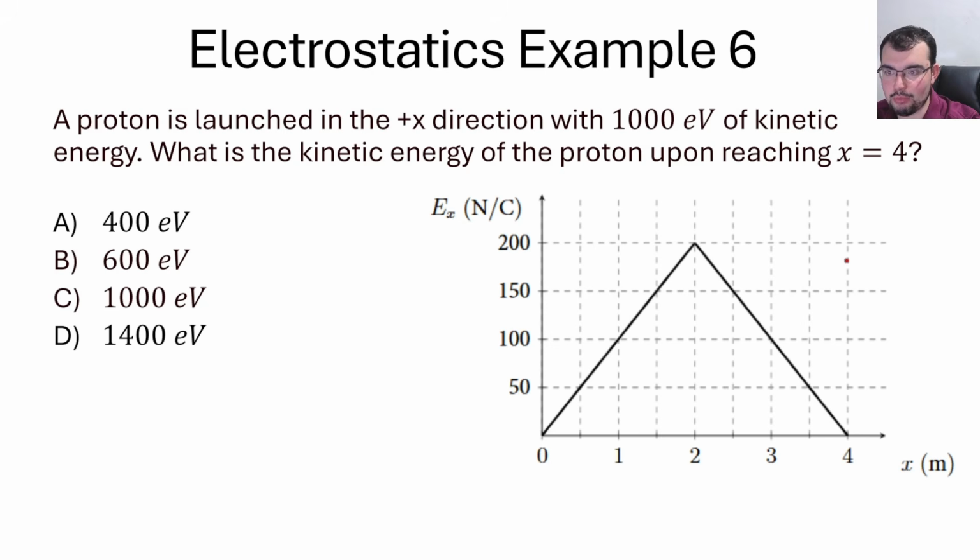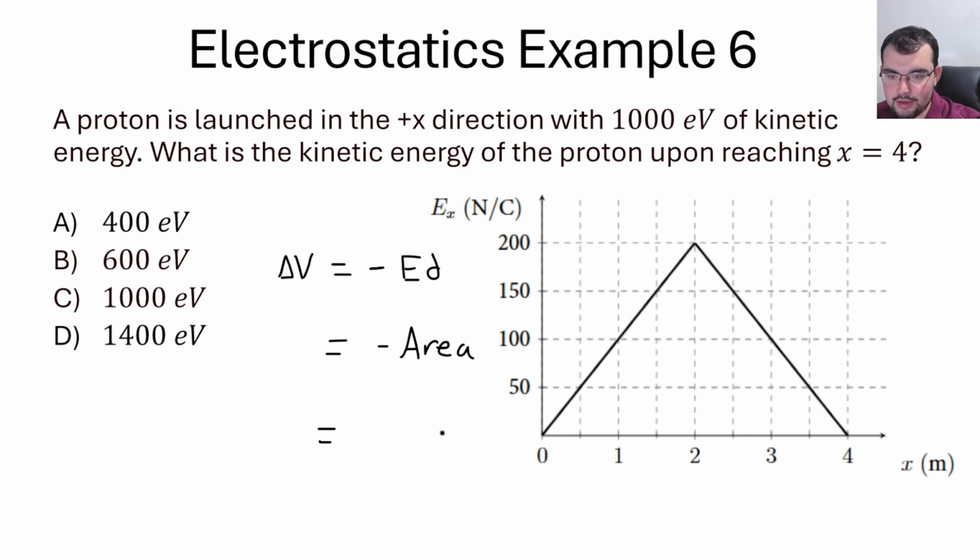All right, a proton is launched in the plus x direction with 1,000 eV of kinetic energy. What's the kinetic energy of the proton upon reaching x equals 4? So we know that delta V along an E field is negative Ed, right? Because E points to low potential. So if you go with the E field, that's towards negative potential. But of course, E is not constant here, so this really just means we're taking the area.